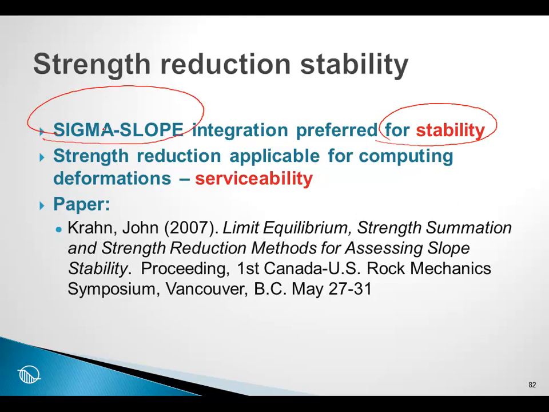Now, if there is truly a strength reduction in the field, then the stress redistribution type of approach is, of course, extremely valuable when we want to look at deformations, or in other words, as we have noted earlier in this workshop, looking at serviceability. In summary, we recommend the combination of slope and sigma for stability. If we want to look at serviceability, then we can do that with sigma and the strength reduction type of analysis.